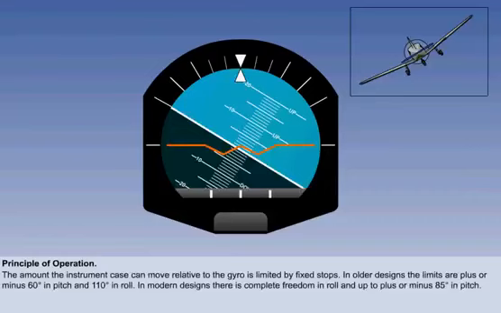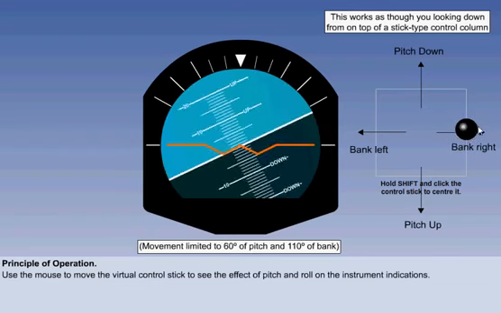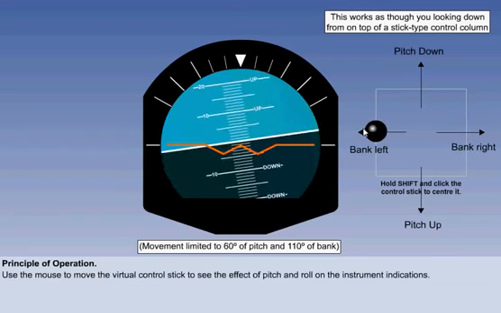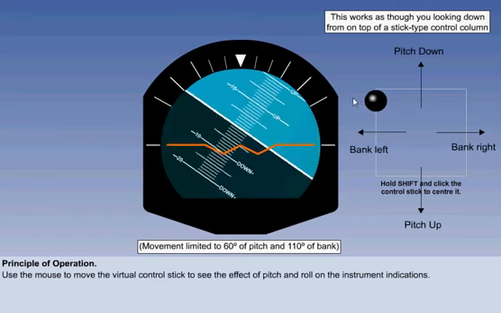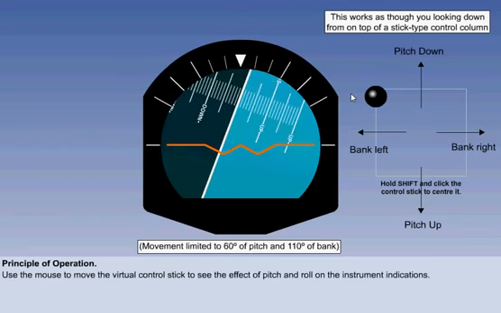Use the mouse to move the pitch and roll control to see the effect of pitch and roll on the instrument indications. The degree of bank is indicated by the marks on the upper arc of the display. The first three marks on either side of centre are in 10-degree increments. The next long mark denotes 60 degrees of bank.